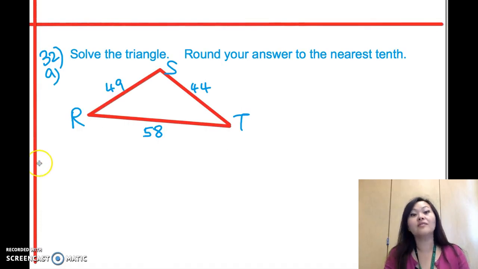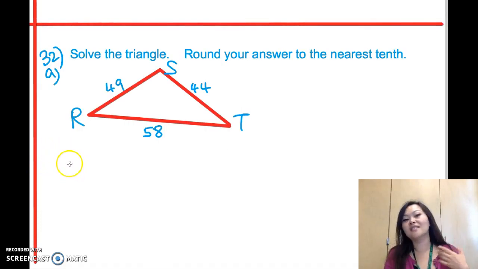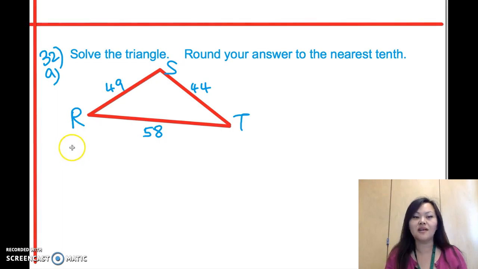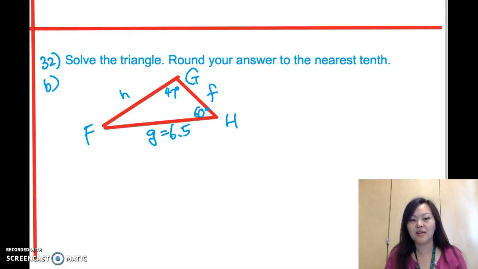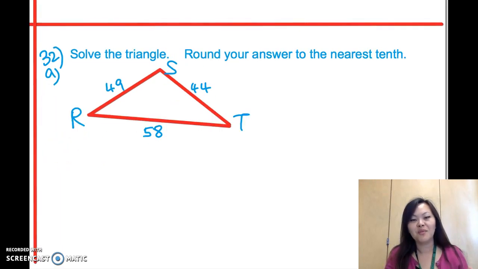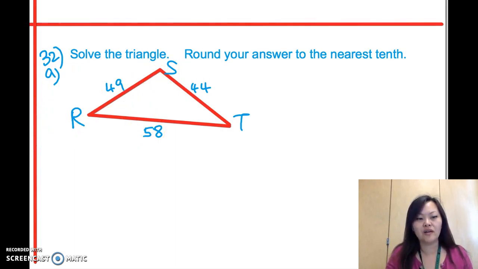There we go. Now we have to work on the last question, number 32. So number 32, I could give you a law of sine or a law of cosine question like this. Before we move on, oh, this is law of cosine. But anyhow, before we move on, I want to make sure that we talk about this.